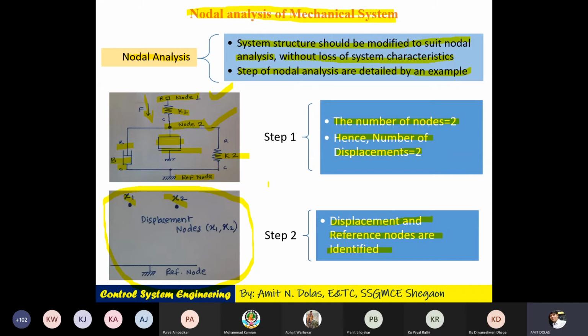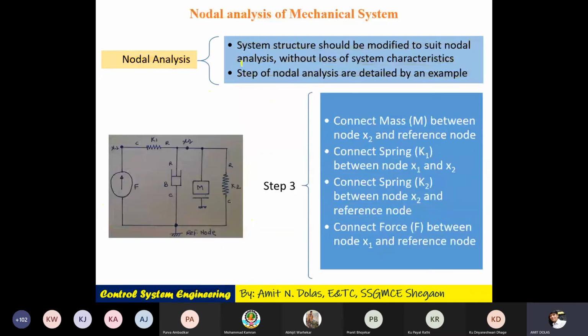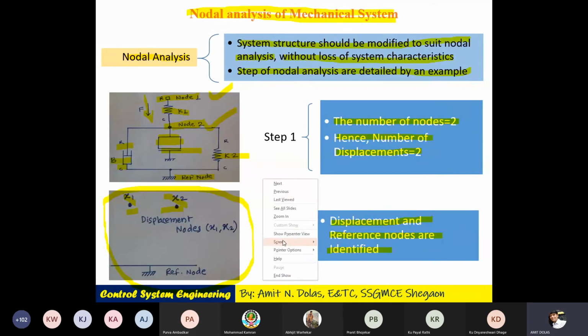Next step, as many nodes as there are, that many displacements: after taking out a reference node, as many displacements as there are, x1, x2, xn, whatever, are represented like this. Next, connect mass between node x2 and the reference node. You can see, I'll erase the ink.